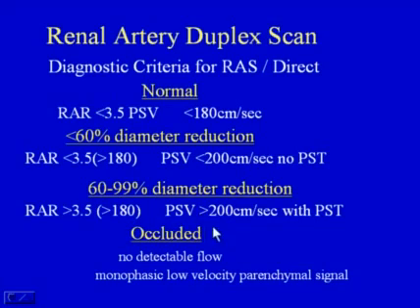Now, there's additional criteria that was done at Bowman Gray, and this is actually one of the larger series. They identified that a peak systolic velocity of greater than 200 centimeters a second with PST is consistent with a 60 to 99% stenosis. So new criteria continue to evolve for the diagnosis of renal artery stenosis. Occluded means no detectable flow, and most often you will see either no flow or a monophasic low velocity signal out at the hilum or within the parenchyma of the kidney.